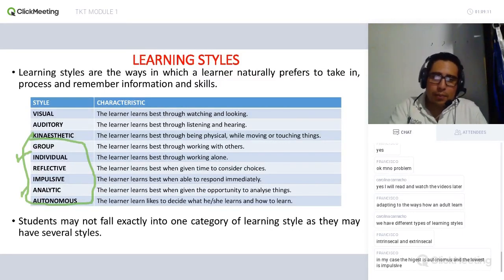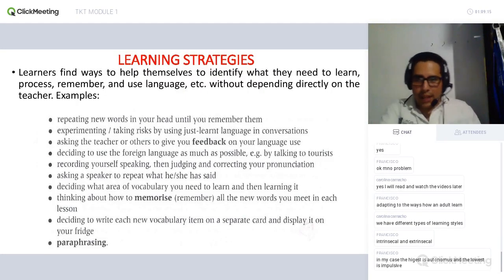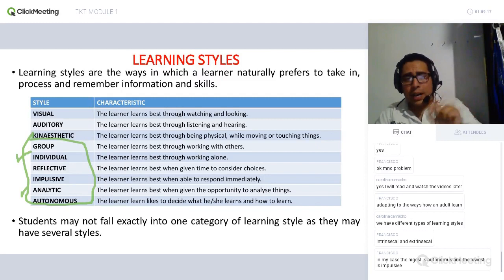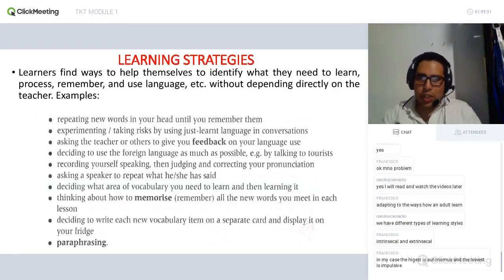So maybe you have also, apart from visual, these other styles. Okay, so learn them, please. If you have a notebook, remember to write them: visual, auditory, kinesthetic, group, individual, reflective, impulsive, analytic, and autonomous. Okay, very nice. So we might continue.